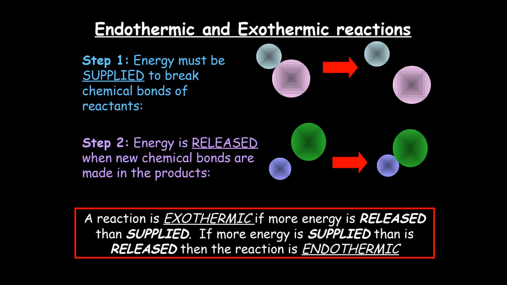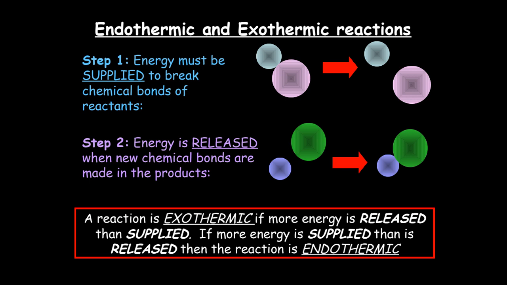Now we have two types of reactions based on the energy. If energy is released or absorbed, we have exothermic and endothermic reactions. Number one, we said that energy must be supplied to break the chemical bonds. So breaking chemical bonds requires energy. Then energy is released when new chemical bonds are made.